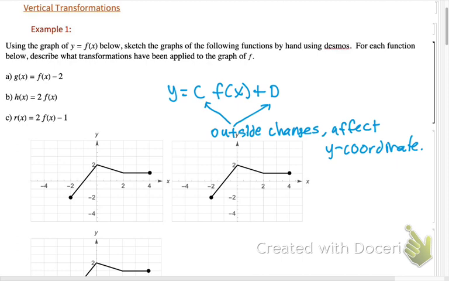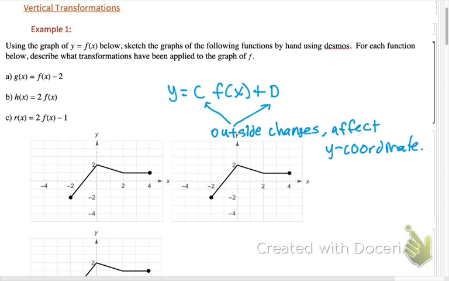h of x equals 2f of x. Multiplying f of x by 2 to obtain a function h of x is going to result in a vertical stretch away from the x-axis by a factor of 2. And that again only affects the y-coordinates. To go from one graph to another, all the x-coordinates or the domain would remain the same, but all the y-coordinates are being multiplied by 2.